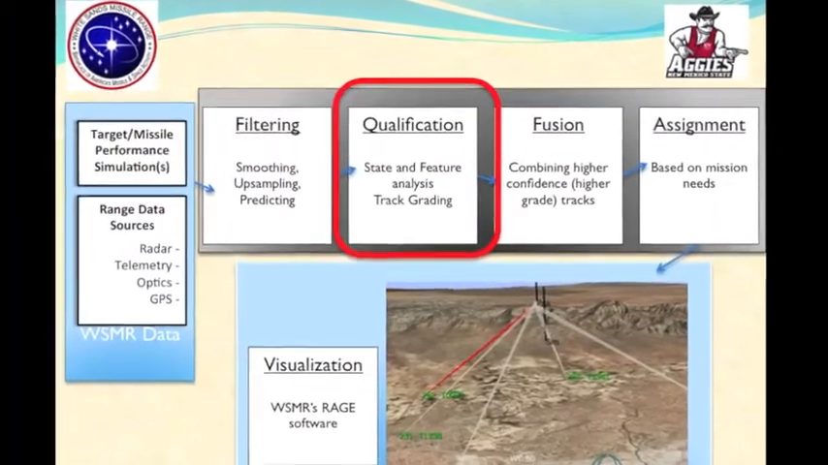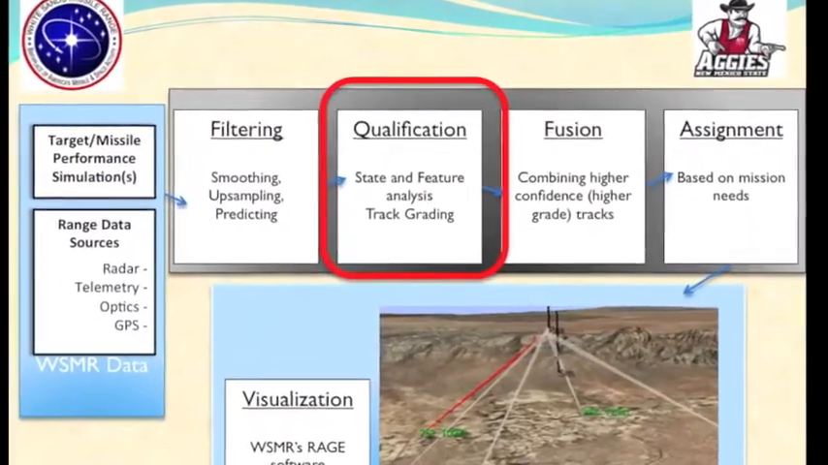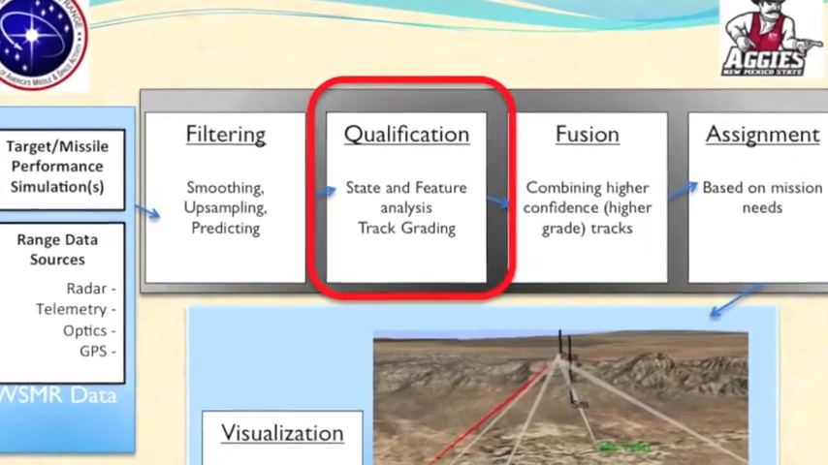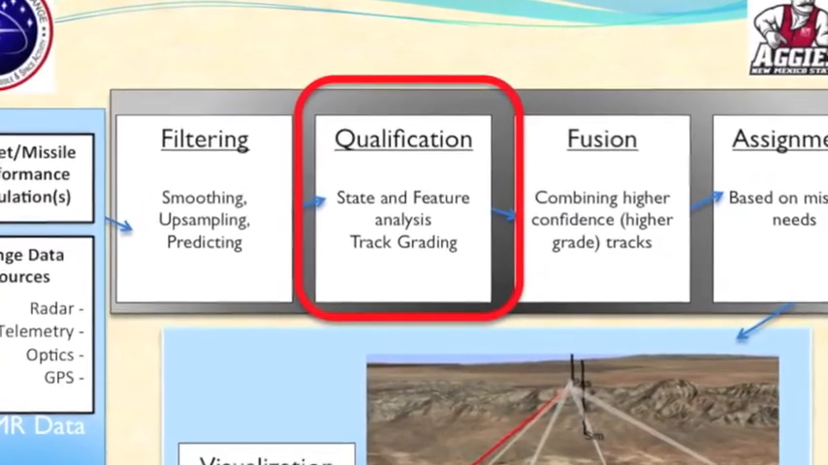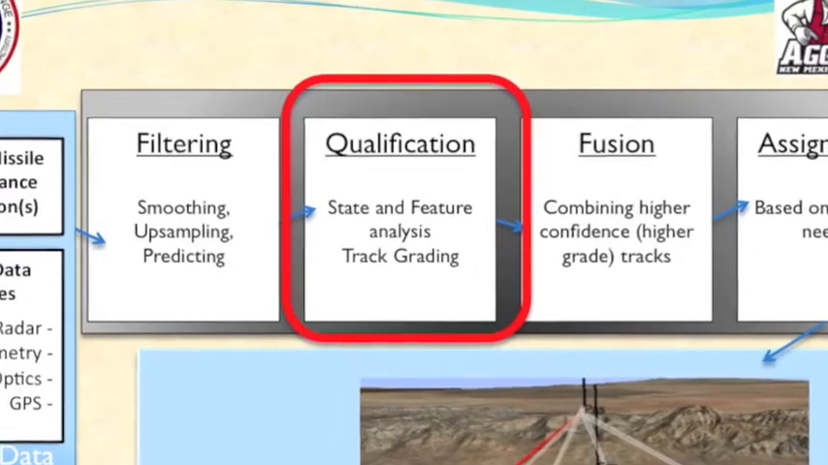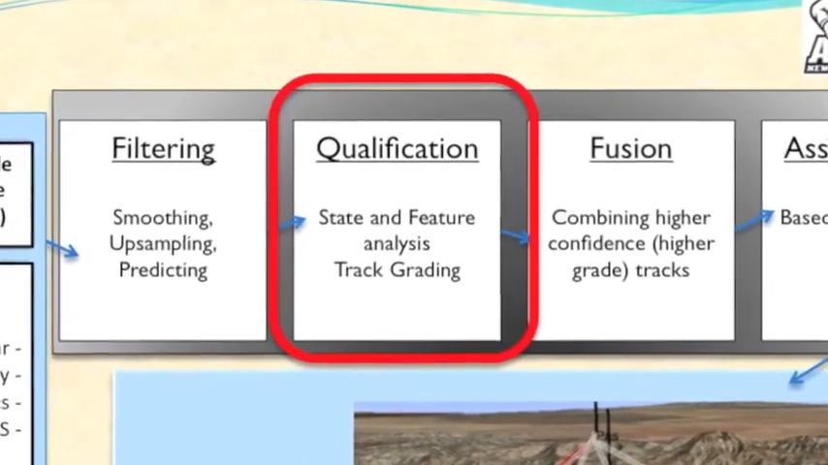This is my second block, qualification of the targets. To do this, I leveraged the state estimate information from the filtering block along with prior knowledge of what the specific mission was to involve to logically decide what each target might be.